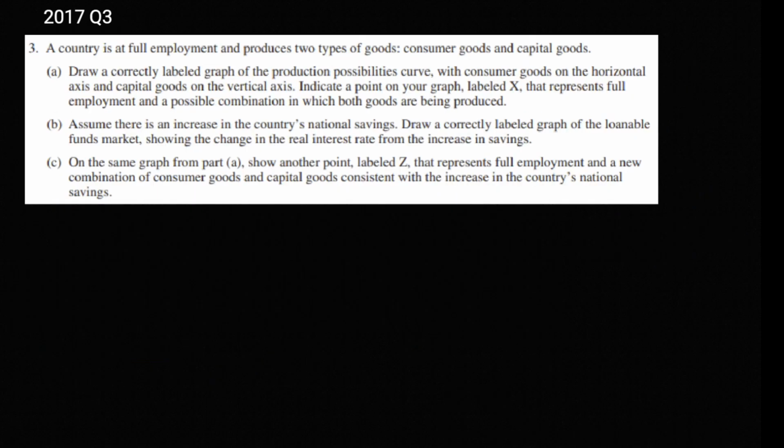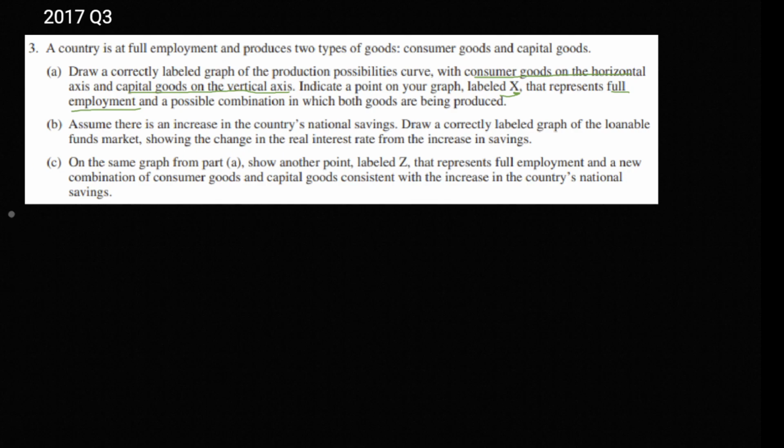What about this one? It's 2017 question 3. Country at full employment versus two types of goods, consumer and capital goods. Again, draw a correctly labeled production possibilities curve with the consumer goods on the horizontal axis, capital goods on the vertical axis. X represents full employment and a possible combination in which both goods are being produced. All right, so we have our first point X.